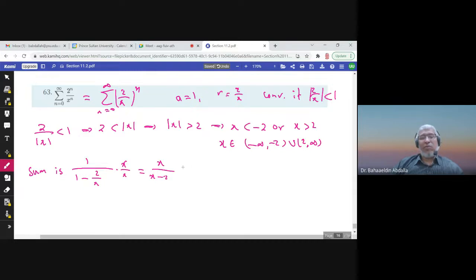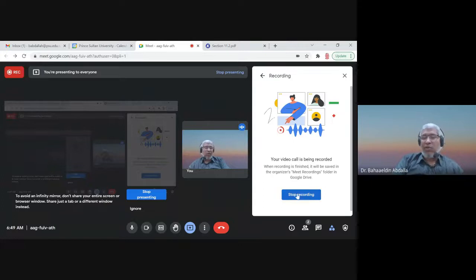Well, here, if you replace n by 0, you get the first term, which is 1. So that's the end for those values. This is the sum. This is the end of this part of this section, and there will be another part soon.